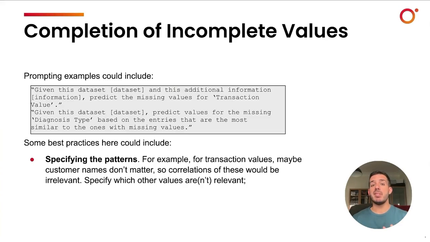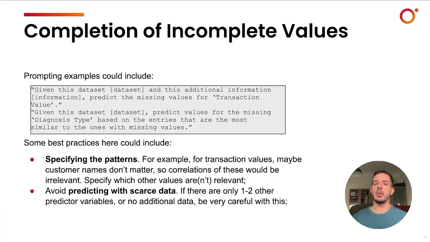For example, saying, please estimate the values for these transactions, take into account location, product type, and so on, and don't take into account the customer name, the customer ID, and so on. Sometimes these things seem obvious, but there may be random correlations in the data. And if you don't tell the model to explicitly not use them, it's going to use them.